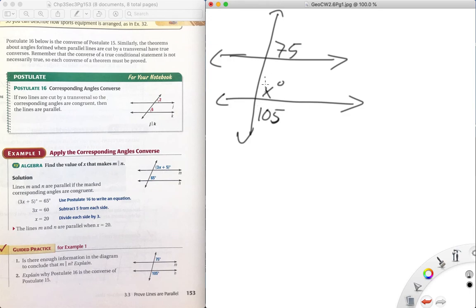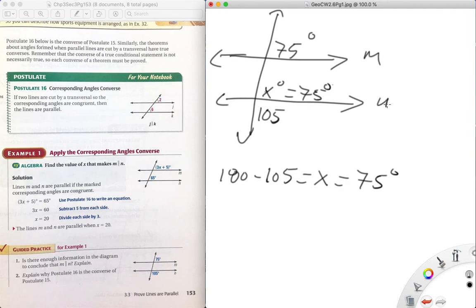So this is a linear pair. So I would subtract 105 from 180, and that's going to give me my X, which is 75. So this is 75, and this is also 75. So the corresponding angles are congruent. Therefore, I can say that M is parallel to N.